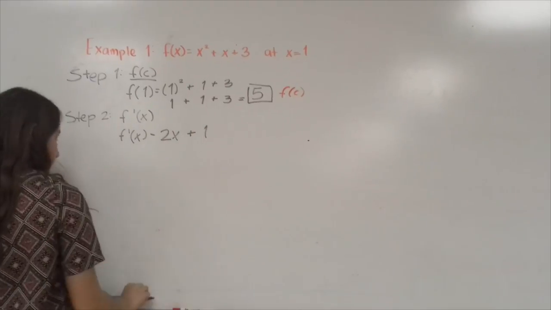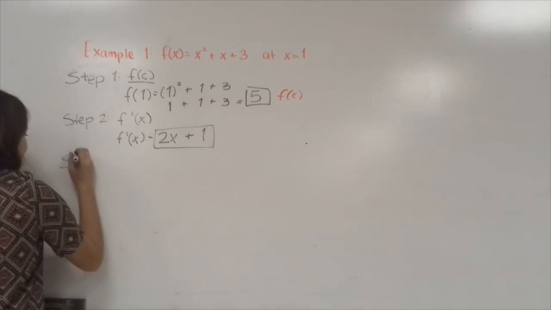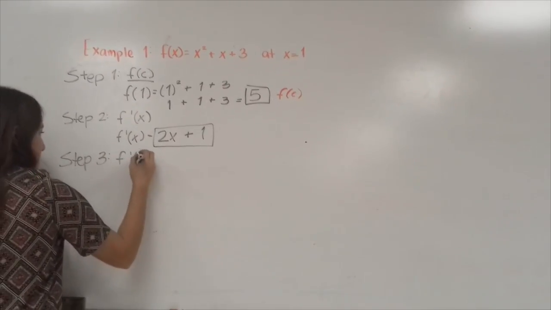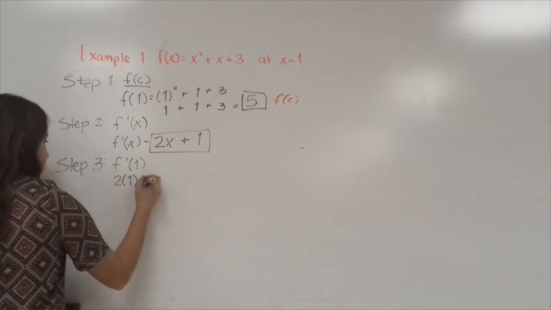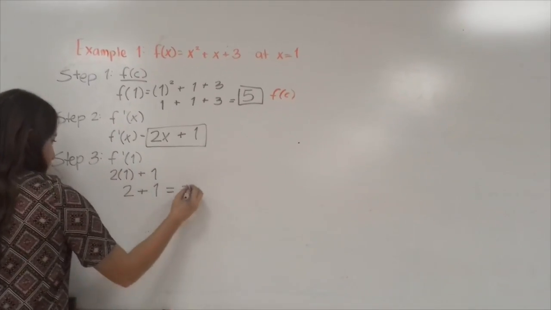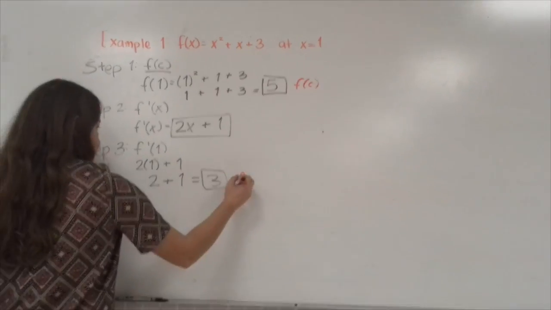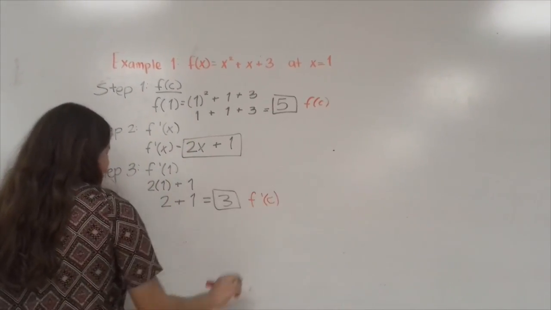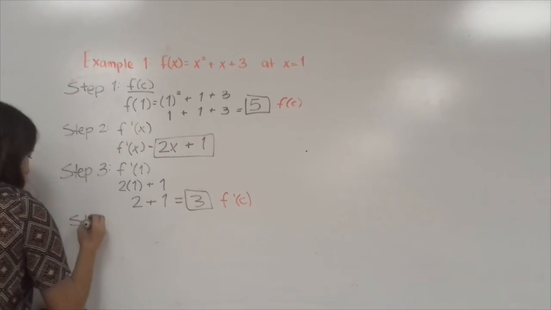In the third step, we need to evaluate the derivative of f of x when x equals 1. So, we plug in our value and get the following expression. F prime of 1 equals 2 times 1 plus 1. And we get 3 as a result. This will be m, our slope, in the tangent line formula.